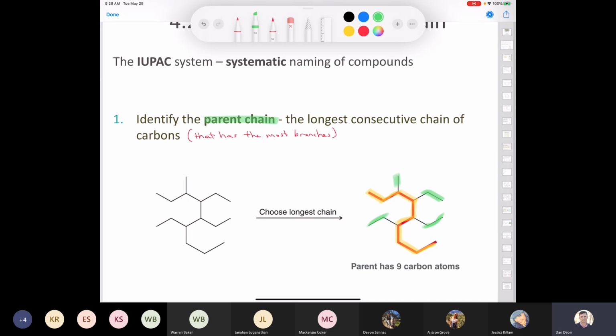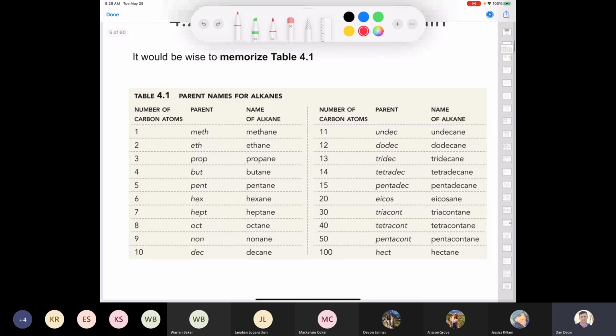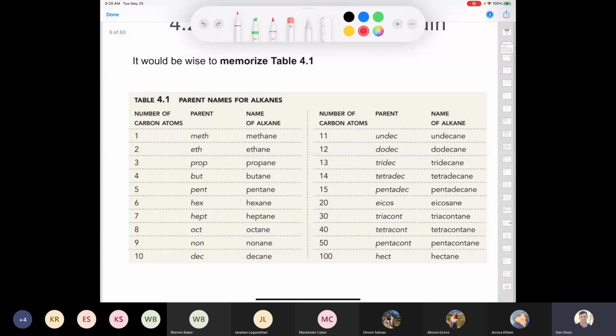Now, in terms of these parent chains, what if your parent chain has 9 carbons like this? What if it has 8 carbons? What if it's got 10 carbons? What if it's got 4 carbons? How do you name those? Well, you've got to memorize table 4.1. What I want you to memorize are the first 10, and I think it's also wise to memorize 11 and 12 as well. They don't come up as much, but they do come up from time to time.